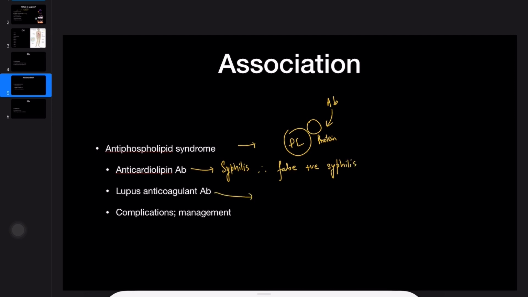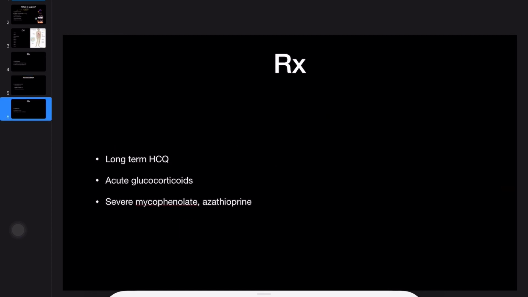Lupus anticoagulant antibodies attack the anticoagulants, so as a result, there is an increased risk of coagulation. This increases the risk of complications like deep vein thrombosis, stroke, etc. So because of this, we have to give the patient lifelong anticoagulant therapy to prevent these complications.